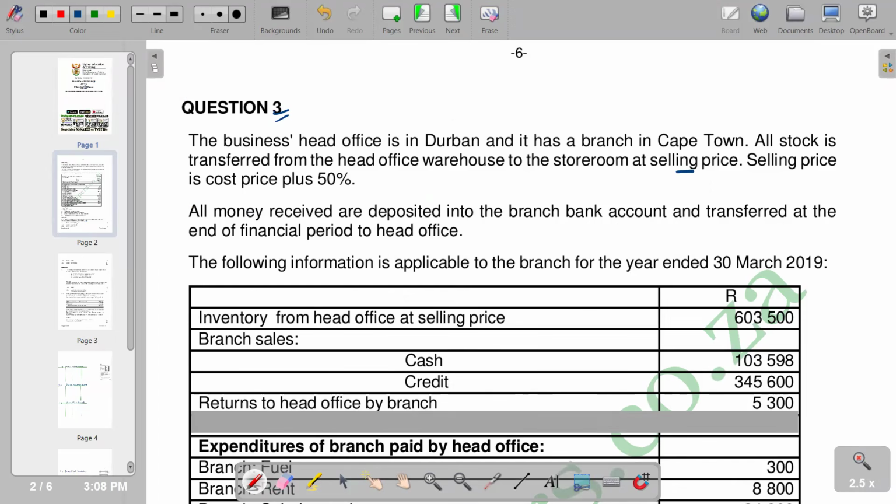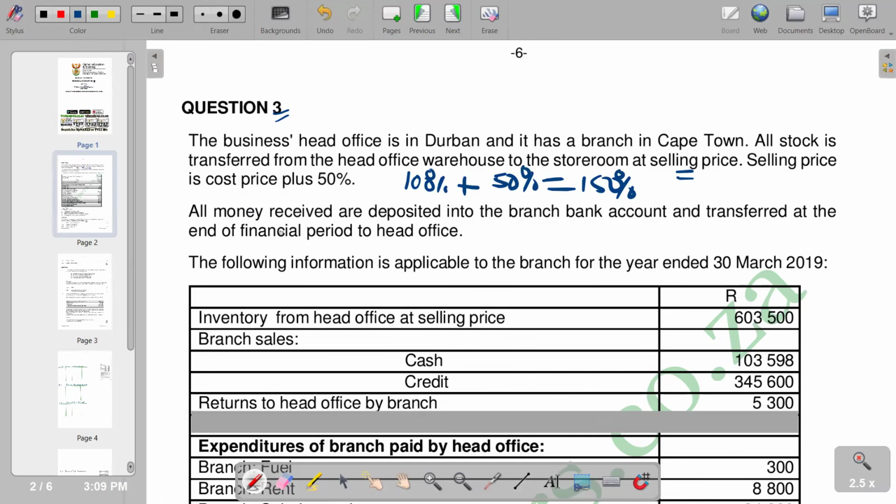So we take note that stock is being transferred at selling price. Remember, stock can be transferred also at cost price. So in this case, we have got selling price. The selling price is cost price plus 50%. So very clear as we see that cost price is 100%. Then we add our markup, which is 50%, to get the selling price, which will now be 150%. So this is the representation in terms of percentages.